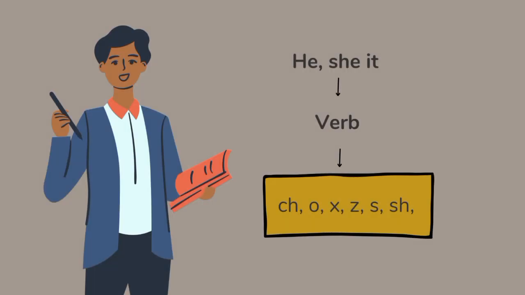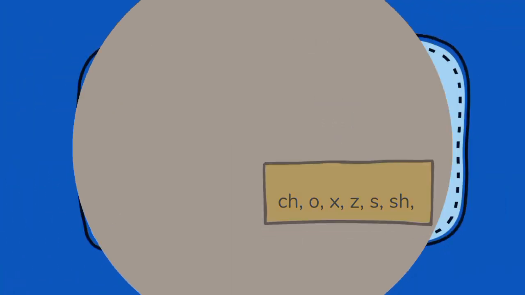For your information, if the subject is he, she, it, and the verb ends with C, H, O, X, Z, S, SH, then the verb is ended by ES. For example, go becomes goes, catch becomes catches, and so on.